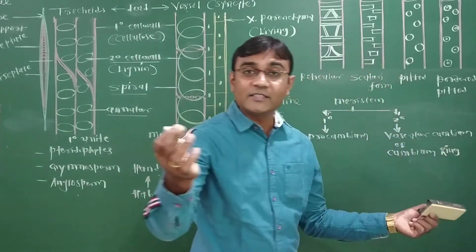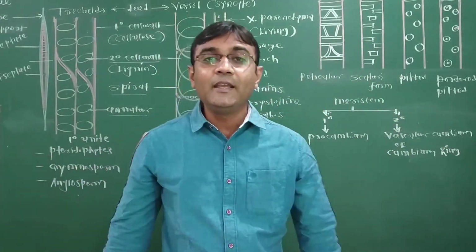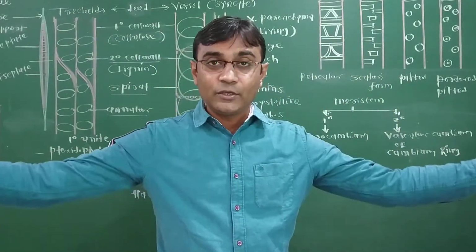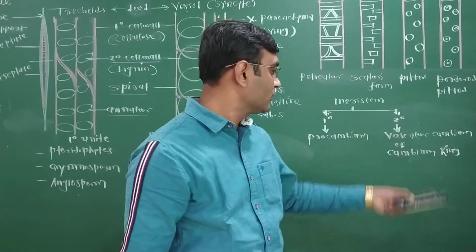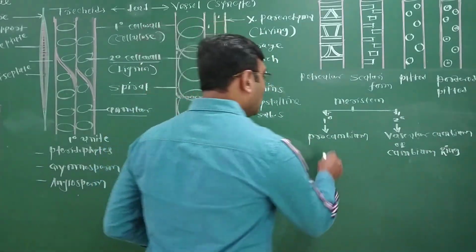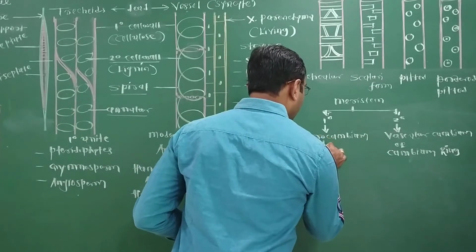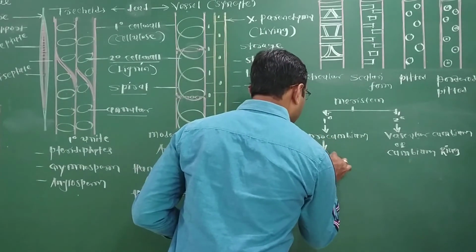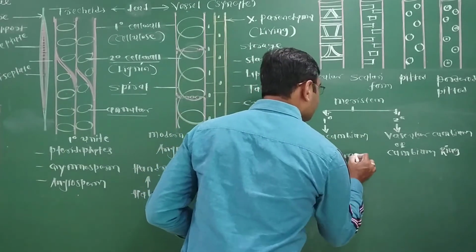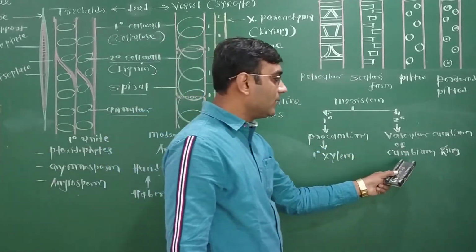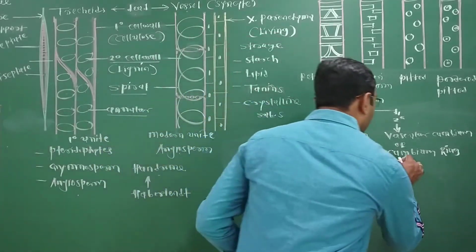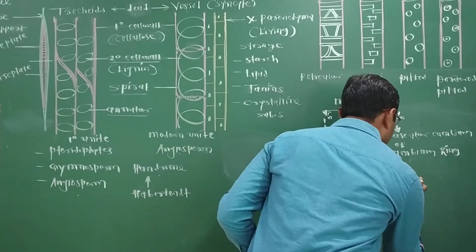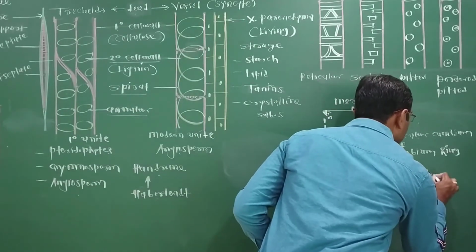How does the cambium ring form, you know clearly? Intrafascicular and interfascicular cambium unite, so from that, the cambium ring. Procambium develops xylem that we call primary xylem. And vascular cambium or cambium ring develops xylem that we call secondary xylem.